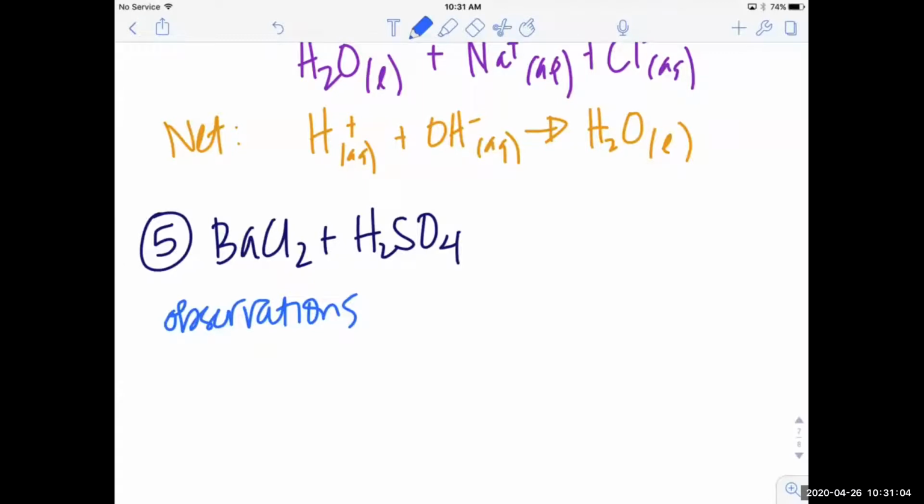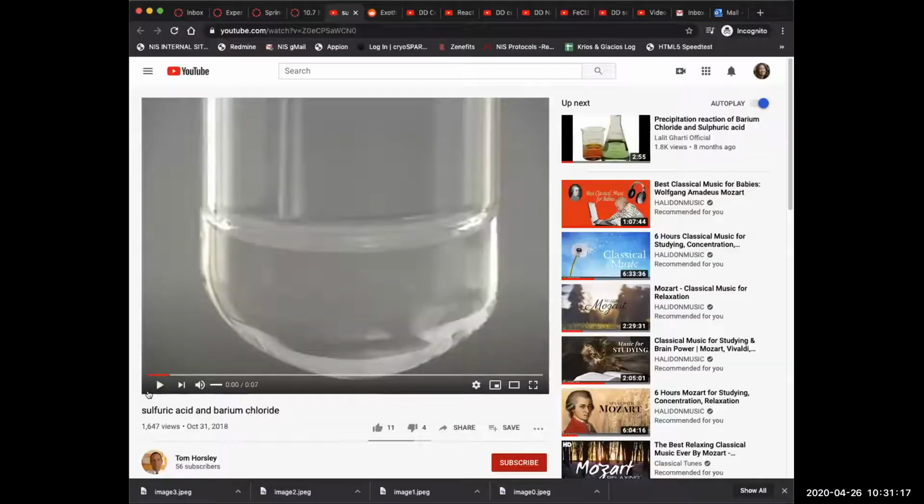So our fifth reaction is barium chloride and sulfuric acid. This is not a base. BaCl2 is not a base, so this is just adding an ionic compound to acid. So let's go ahead and watch this reaction.